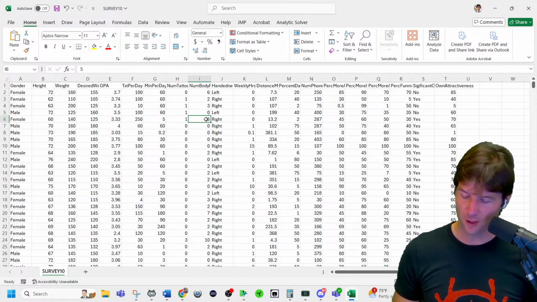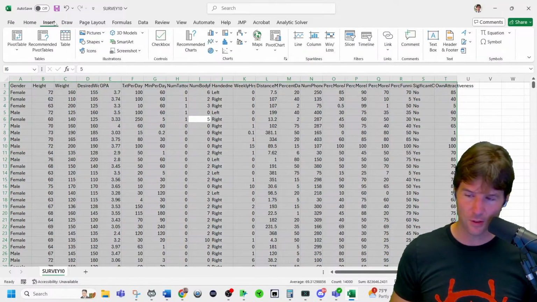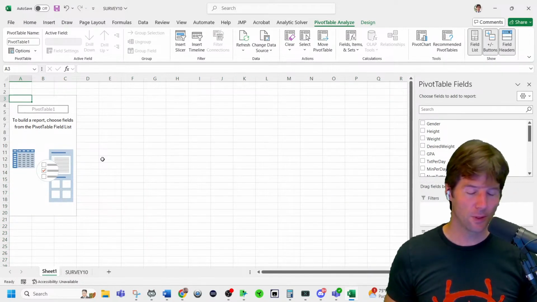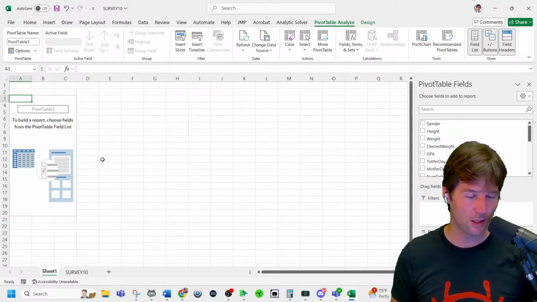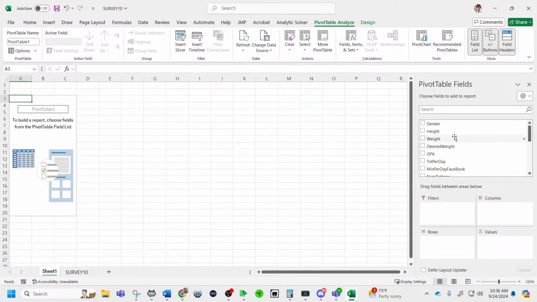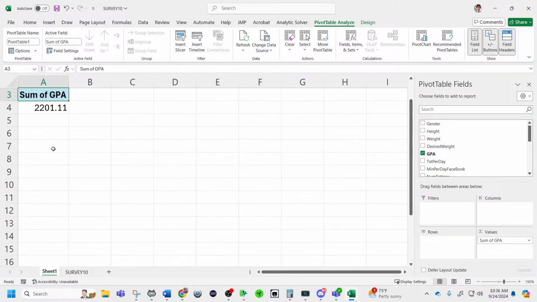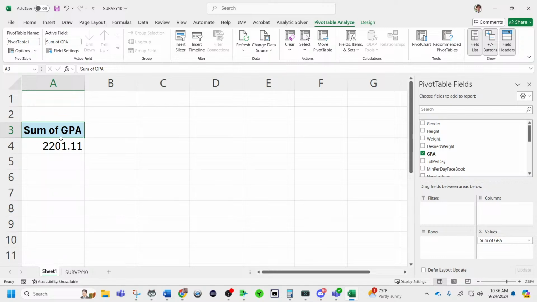To make a pivot table pivot chart, we're going to hit Control A, then we're going to go to Insert, and we're going to go to Pivot Table. Now, the number one thing you're going to put into a pivot table is going to be the values. The values are literally what you see. Like when I put GPA in here, I see GPA. There you go, there's GPA, the sum of the GPA.